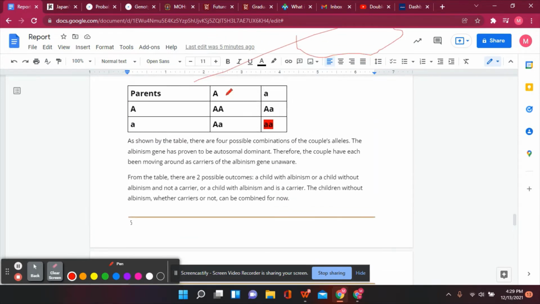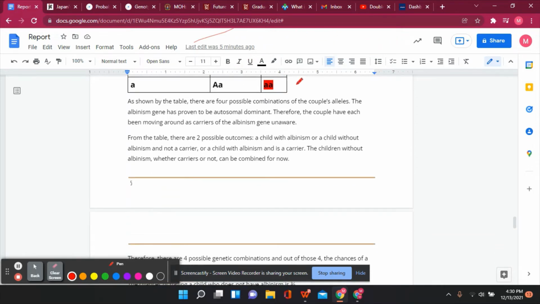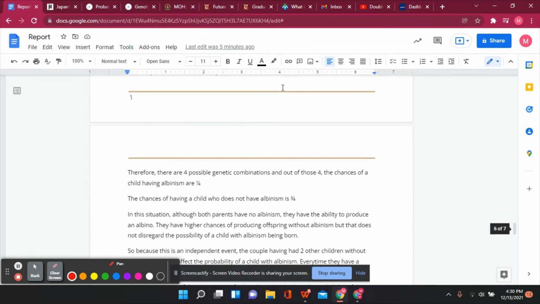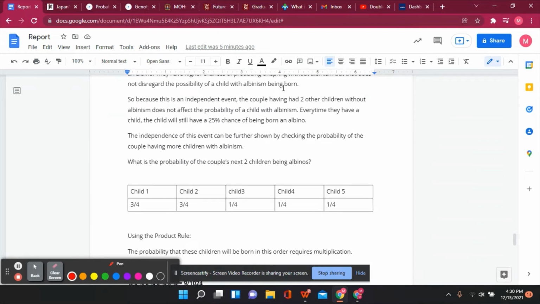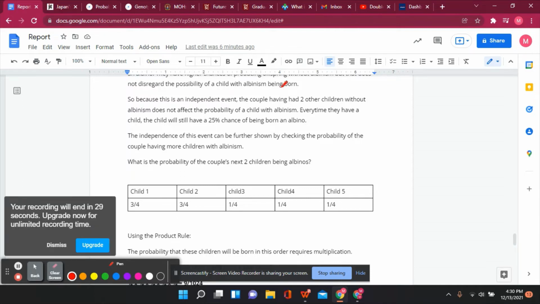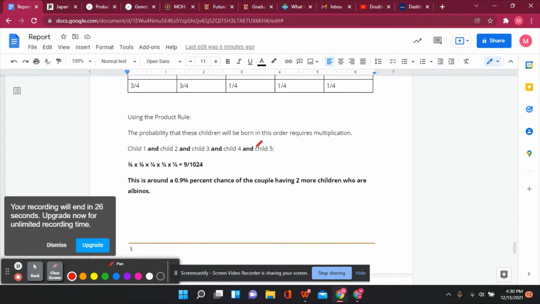So now, as we see it, one, two, three of these children actually carry this gene, but two of these children carry this gene but do not display it, so they're known as carriers. And then this child does not carry the gene and does not display it. So out of these four possible outcomes, we have 1 in 4 chances that a child will be born with albinism. And when we come down here, now we're looking at in this situation whereby this couple has already had two children who do not display albinism. What are the odds that their next two children will have albinism? So using the product rule, I actually calculated this, and this would give us a chance of 0.9%.